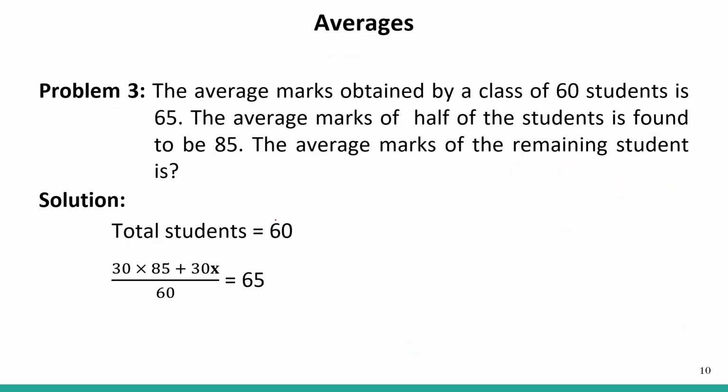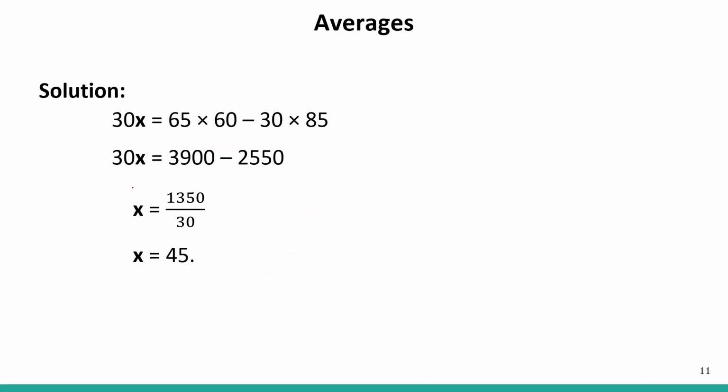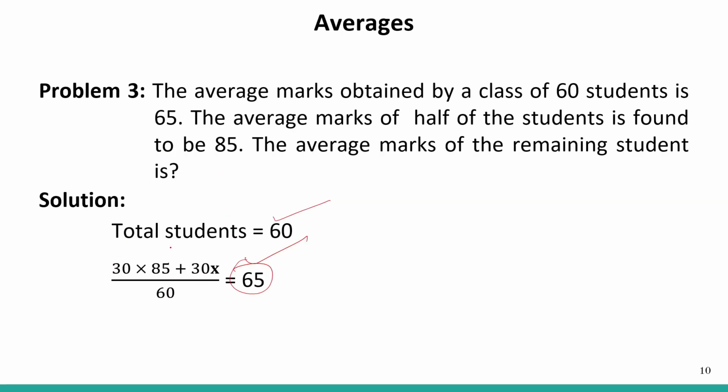Total students are 60. So 30 into 85 plus 30x, whole by 60, is equal to 65. So 30x is equal to 65 into 60 minus 30 into 85. So 30x is equal to 3900 minus 2550, and x will be equal to 1350 by 30. So x is equal to 45 here, and 45 is the correct answer. This can also be done using the assumption method, where x was assumed to be the average marks of the remaining students.